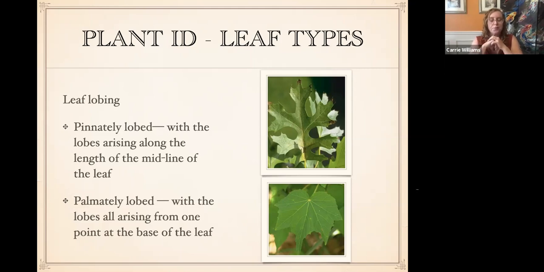It's one leaf. You might also have palmately lobed. Here's our maple leaf again. So you've got all the lobes arise from one point at the base of the leaf. A sweet gum is palmately lobed and also palmately veined. So both of those pictures are simple leaves. They're not compound, but they have lobes. So they are cut. Some people say cut. Japanese maples as well will do that.